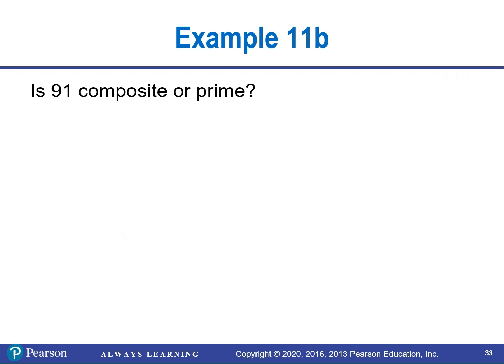Let's try it with 91. So we need to ask ourselves again, what prime numbers squared are less than 91? I could go back to the list I just made, but I know that the largest prime number should be 7 because 11 squared is 121. So the only primes I need to check are 2, 3, 5, and 7.